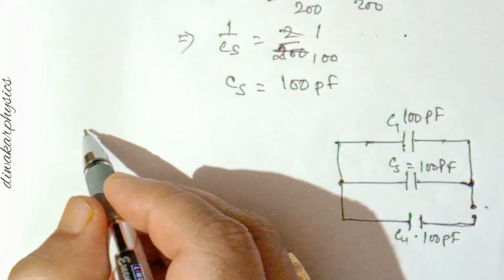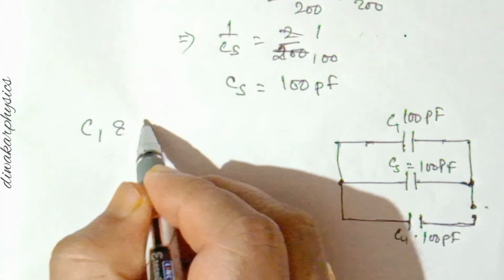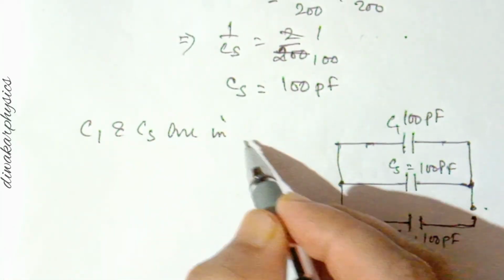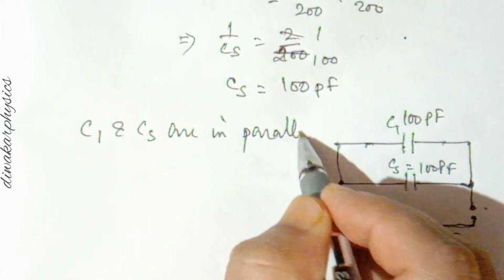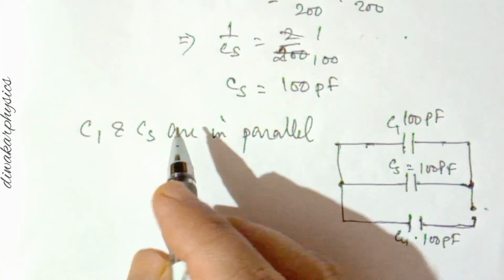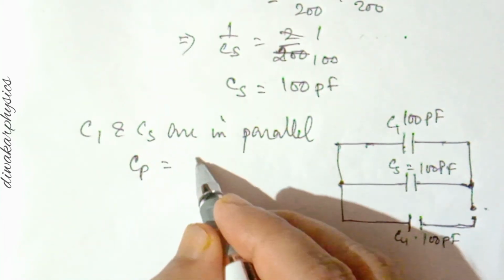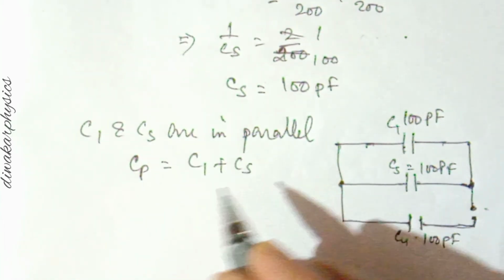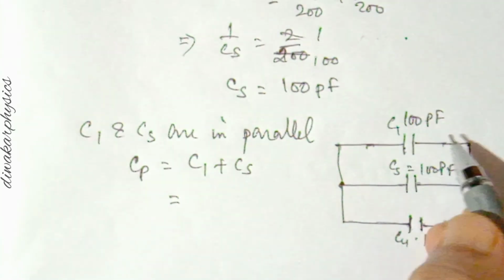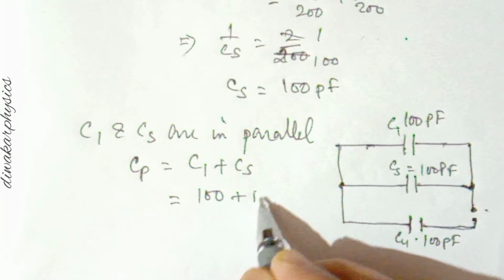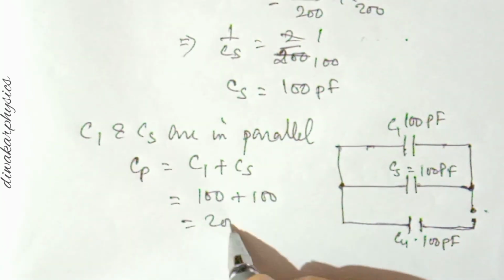So then what will you write? C1 and CS are in parallel. Then what is the formula for parallel? Cp equals C1 plus CS. You just have to add. So this is 100 and this is 100. So 100 plus 100 is 200 picofarad.